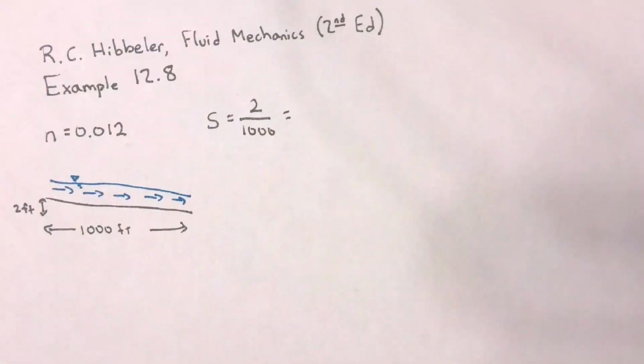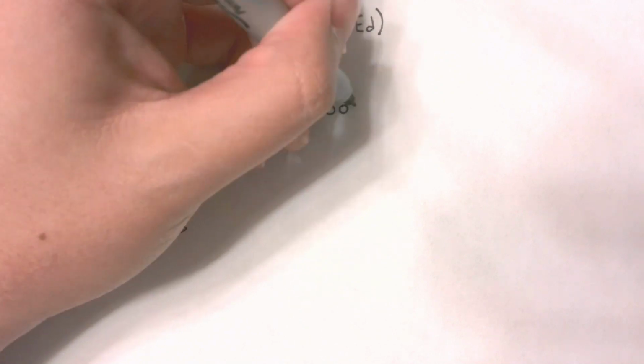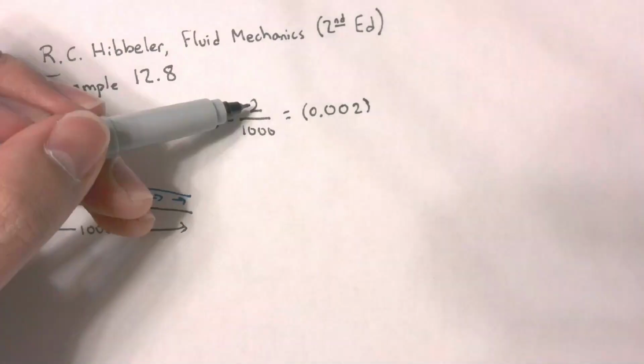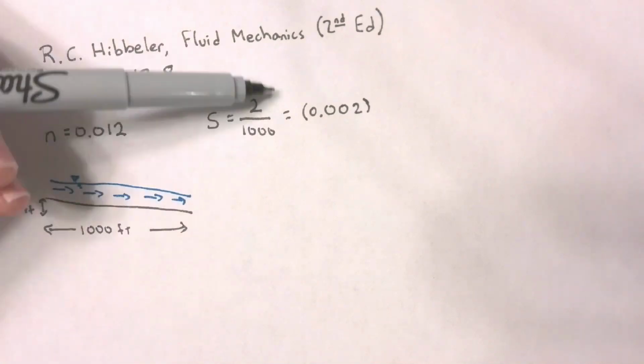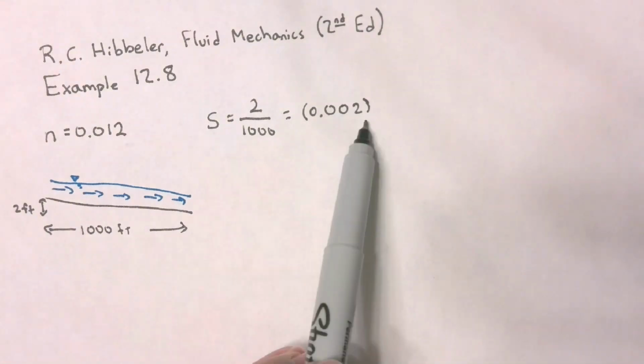So we plug this into a calculator. That should be about 0.002. Does that make sense? Yes. Okay. So we got 2 feet on the numerator, 1,000 feet on the denominator. The feet cancel out. So that should give you a clue that the longitudinal slope is dimensionless.